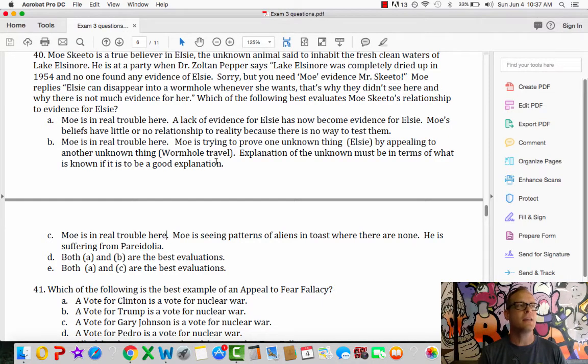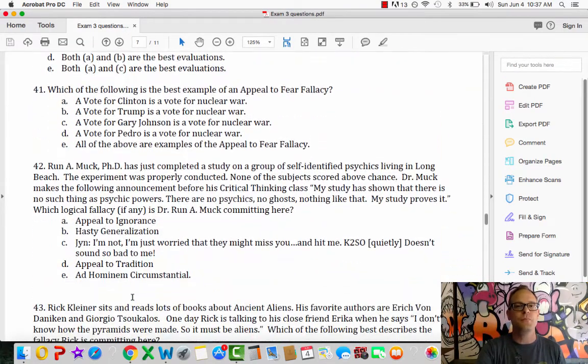It's like asking, where do Bigfoots come from? They come from Atlantis. Well, is that helping, right? I understand it's a theory, but you've taken one unknown thing and you're saying the explanation for this unknown thing is this other unknown thing. No, your explanation would have to be in terms of things that are already known, right? To be meaningful. Number 41, which of the following is the best example of an appeal to fear fallacy?